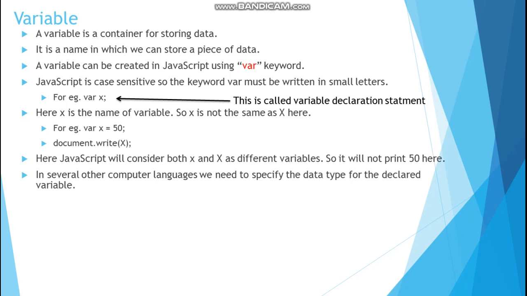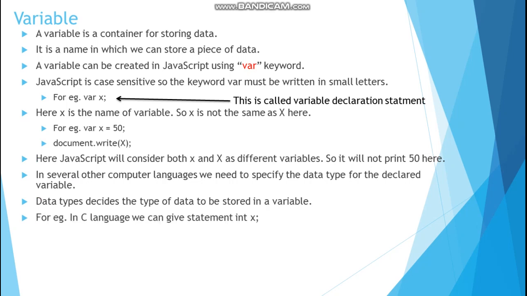In several other computer languages, we need to specify the data type for the declared variable. So whenever you want to create a variable, you have to give a data type. It means what type of data you want to store in a particular variable. So the data type decides the type of data to be stored in a variable.